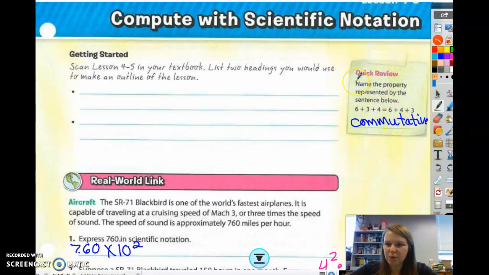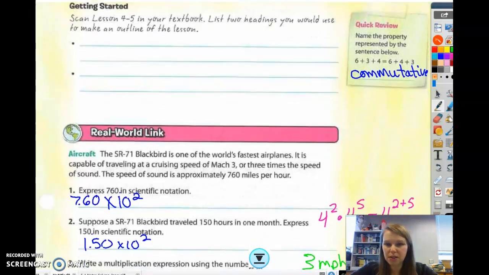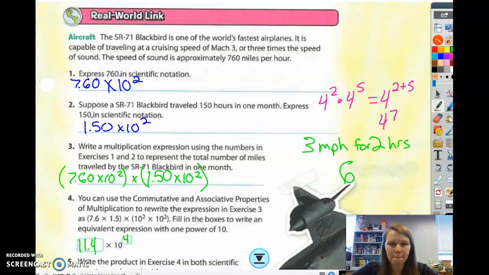This says name the property represented by the sentence below. So you have 3 plus 6 plus 4 equals 6 plus 4 plus 3. Notice how these are rearranged. They switch the order of those. That's the commutative property. So again, if you're adding or multiplying, this is from several sections ago, but if you're adding or multiplying, this works. You can rearrange this stuff and it still equals the same thing. So we're going to use that property as we work through some of the numbers here today.